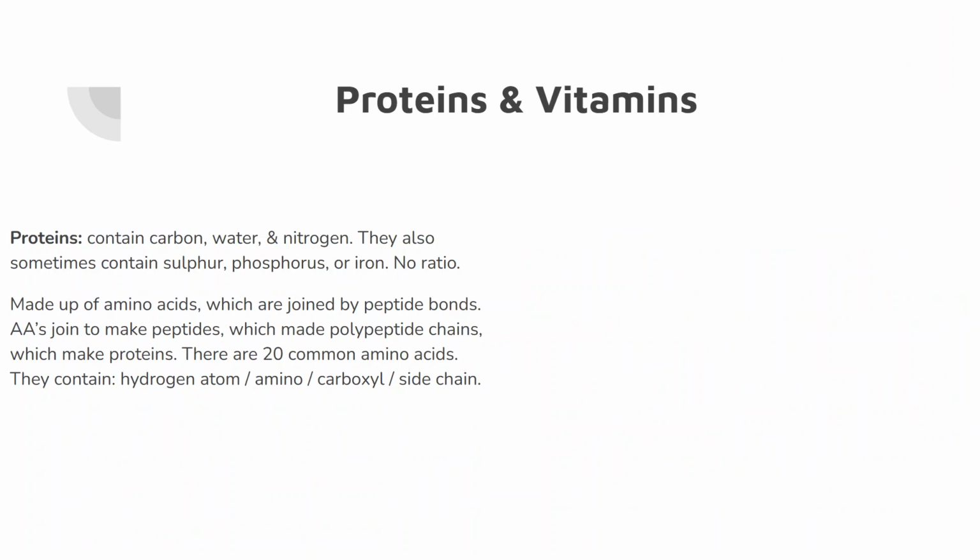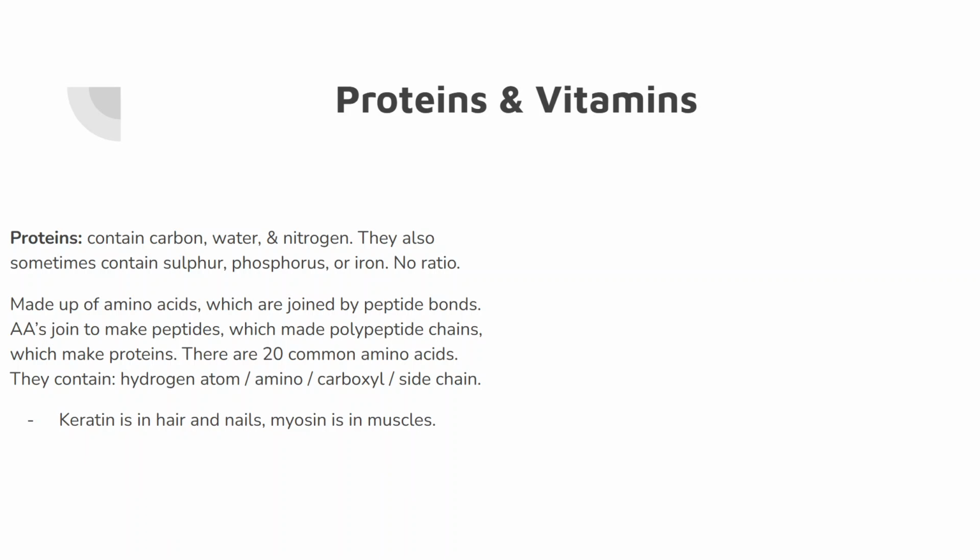Proteins are made up of amino acids, which are joined by peptide bonds. Your amino acids will join up to make peptides, which, when they form together, make polypeptide chains, and that's basically how proteins are made. There are 20 common amino acids. An amino acid contains a hydrogen atom, an amino group, a carboxyl group, and a side chain. I'm going to show you the diagram in a second.